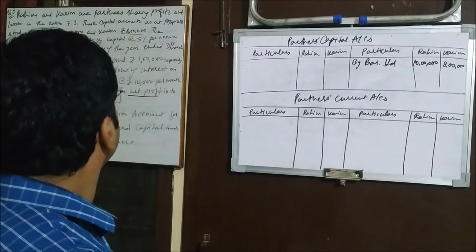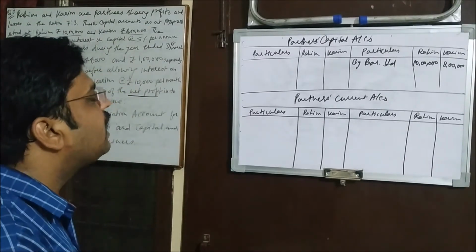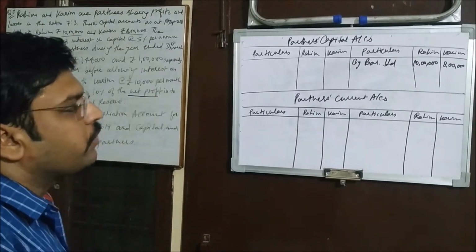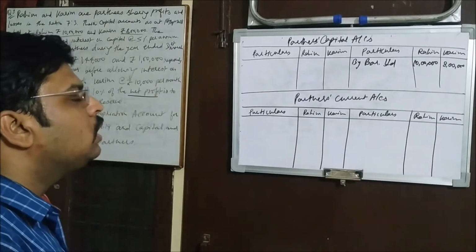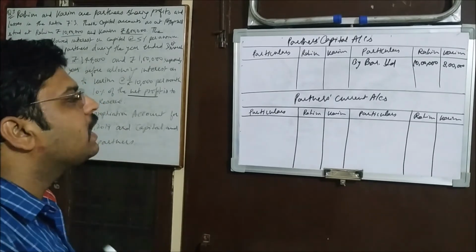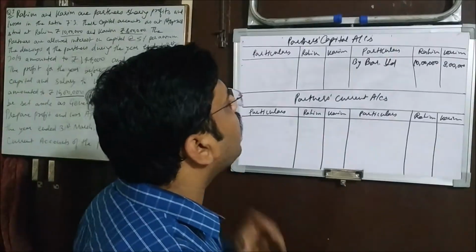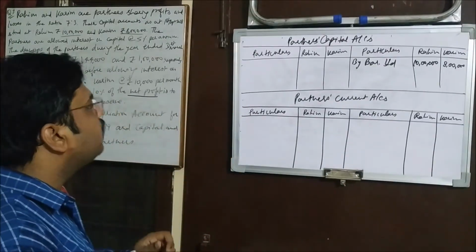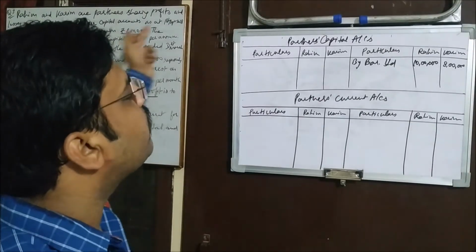So you can understand there are two kinds of drawing: one, drawing against capital, and other, drawing against profit. Unless it is specified in the question, we will always consider it drawing against profit, and drawing against profit will be treated in the current account, not in the partner's capital account. If they had mentioned that they withdrew the amount from their capital, then we would have mentioned it here.